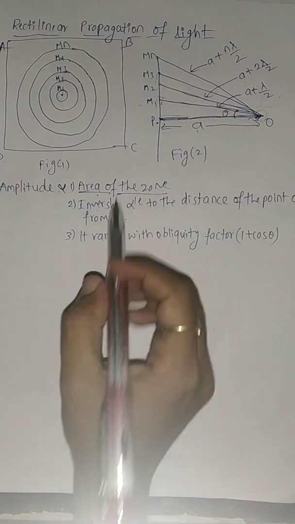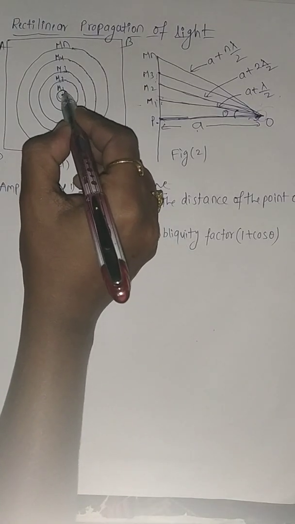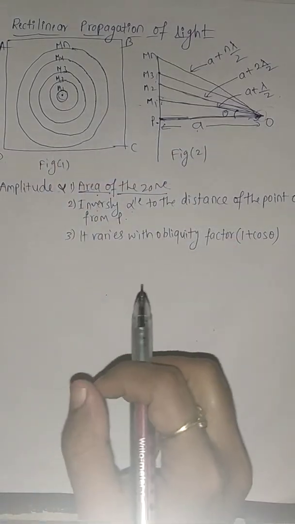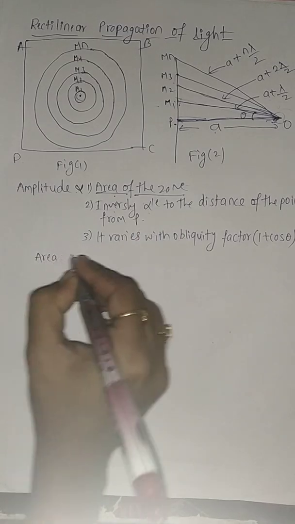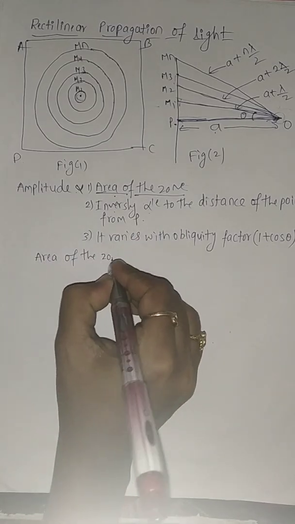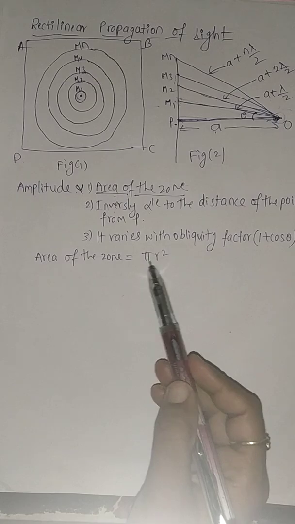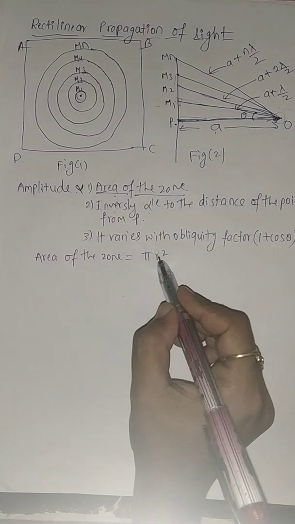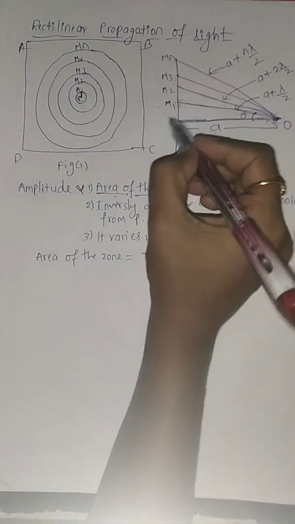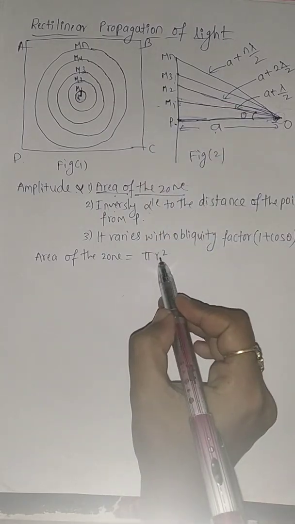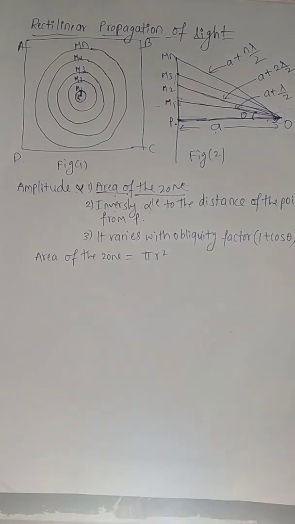Then we are finding the area. The zone is in which shape? It is in a circle shape. So we should find the area of a zone. The area of the zone becomes pi r square, because it is in a circular shape. So the formula is pi r square, and we want to find the radius. We need the radius here from P to M1. If you know the R value, then you can directly calculate the area of the zone. So I am concentrating on the PM1 value.